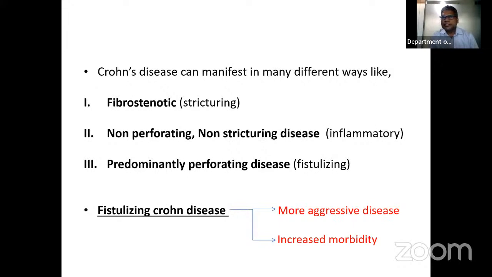So Crohn's disease can manifest in many different ways. One is fibrostenotic, that is stricturing. Another is non-perforating, non-stricturing disease, which is more inflammatory in nature. And the third is predominantly perforating disease, which can lead to fistula formation, either internal or external. Out of these three, fistulizing Crohn's disease is the more aggressive disease, and hence there is increased morbidity and it can even lead to mortality with sepsis.